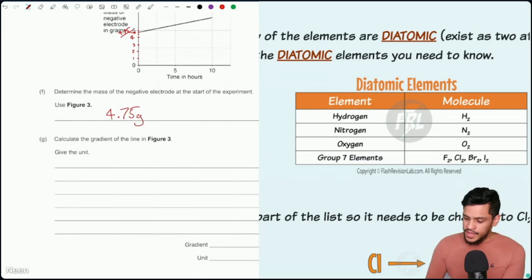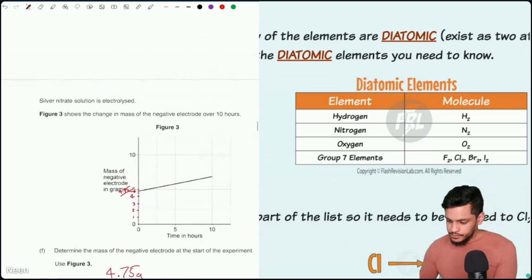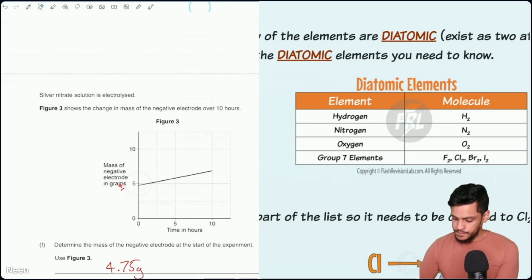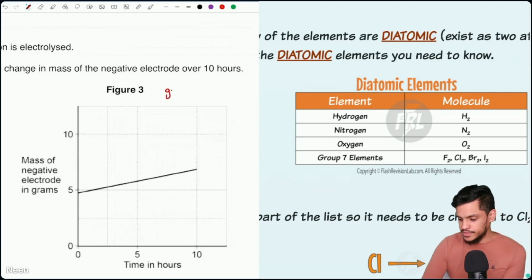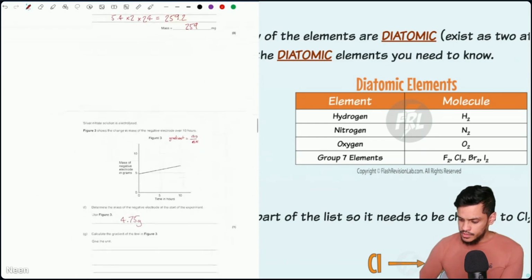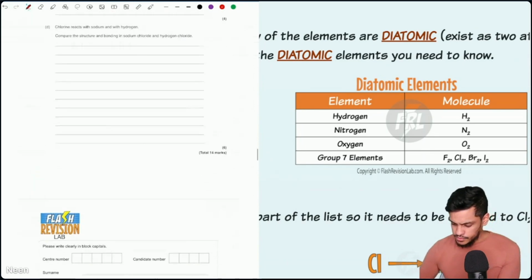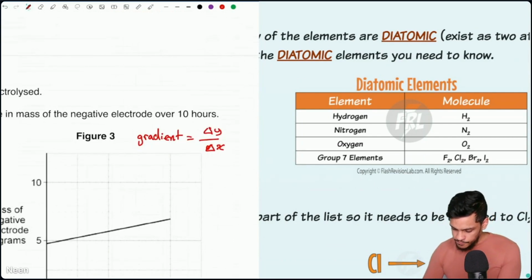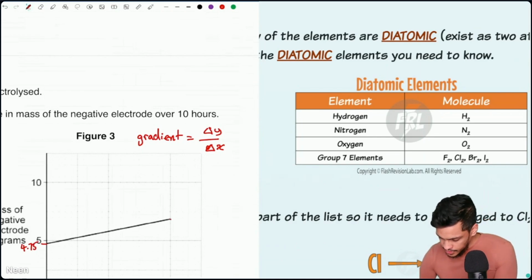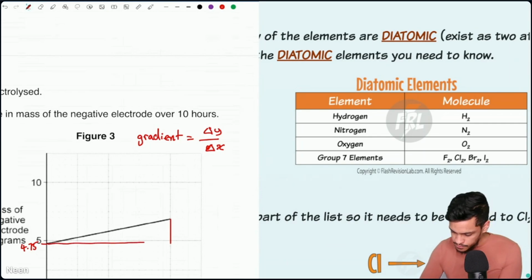Calculate the gradient of the line in figure 3. Okay, so gradient is change in y over change in x. Let's see how many questions we've got left. Okay. So we've got that 4.75 here. We just worked that out, 4.75. Let's work out the gradient using these values.